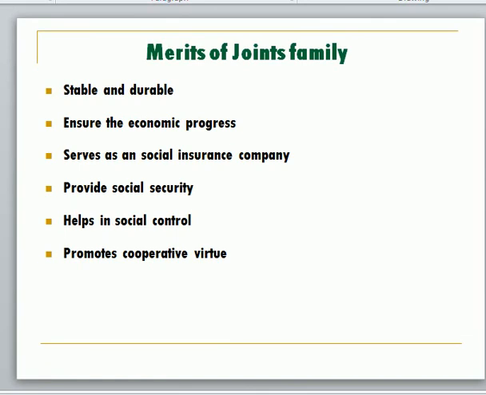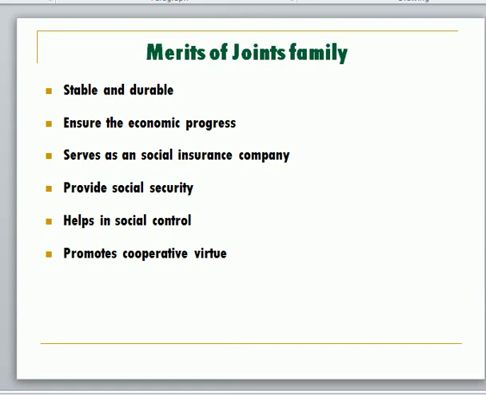Coming to the merits of the joint family system: it is stable and durable, ensures economic progress, serves as a social insurance company, provides social security, helps in social control, and promotes cooperative virtue. So these are all the merits of the joint family system. It means the families are stable. They have a very strong bond of relation with each other. It may exist for a very long time.